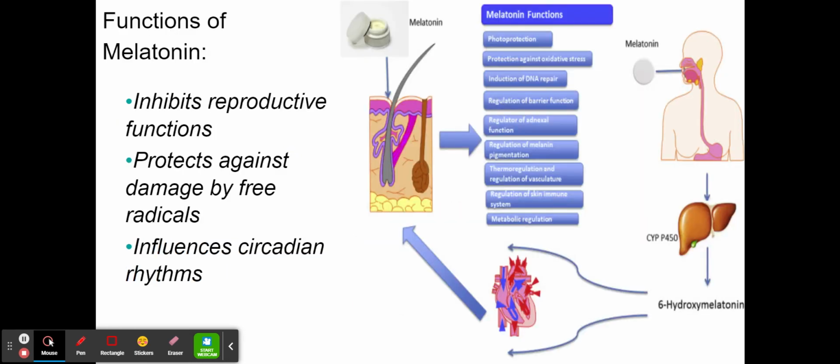1. It has inhibiting reproductive functions. In some mammals, melatonin slows the maturation of sperm, oocytes, and reproductive organs by reducing the rate of GnRH secretion. The significance of this effect in humans remains relatively unclear.